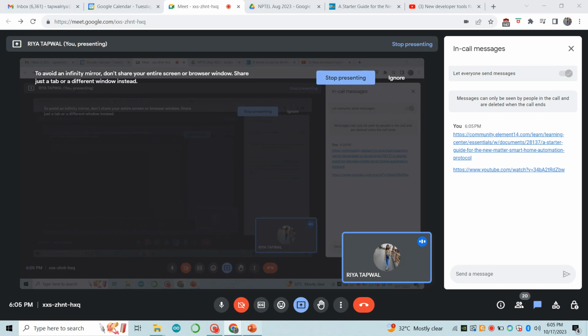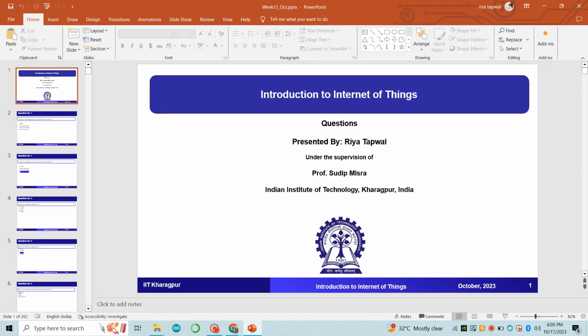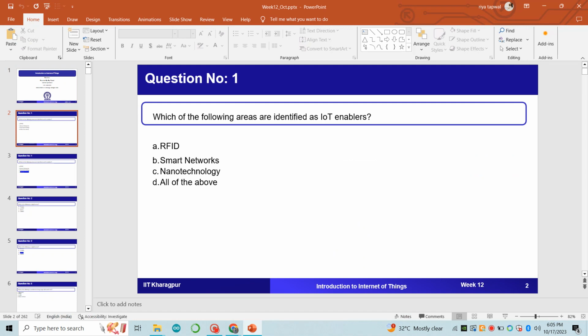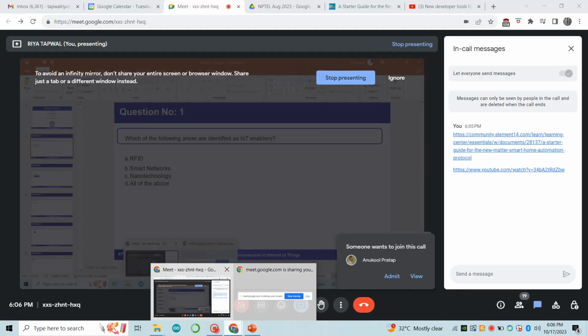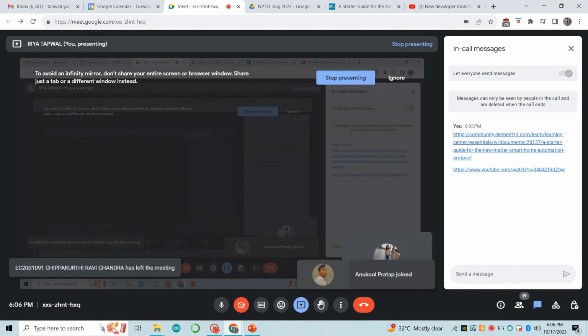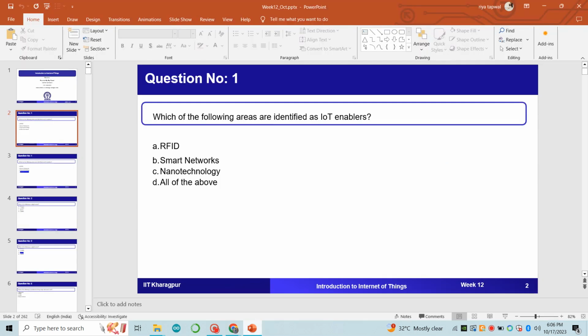Okay, now we will start with questions. First question is, which of the following areas are identified as IoT enablers? Options are RFID, smart networks, nanotechnology, all of these. All of these. Right. So RFID, smart networks, nanotechnology, all of these are IoT enablers.